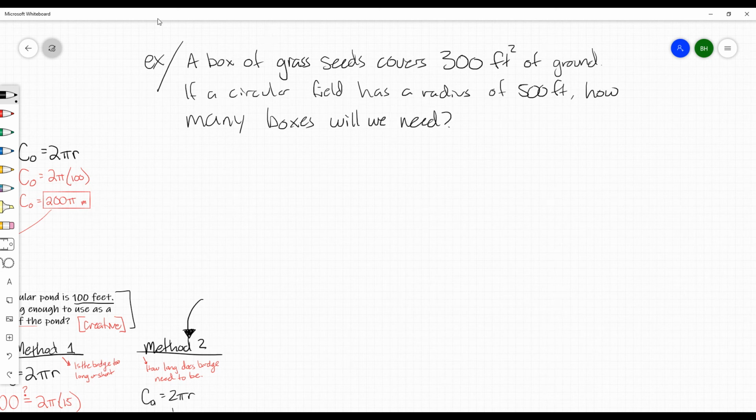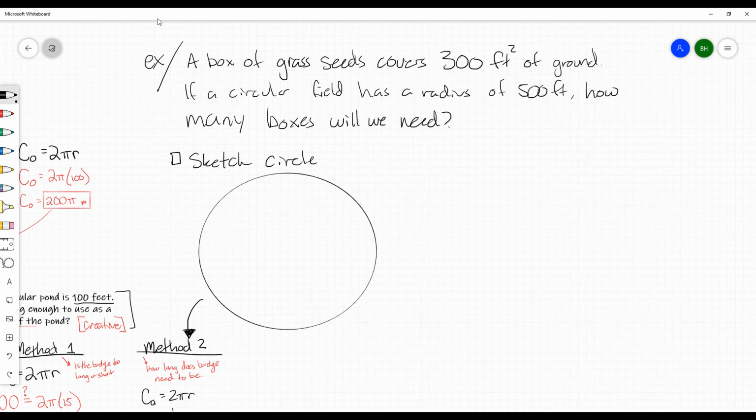So for a problem like this, we need to make sense of not only what it's being asked, but also visualize it. So the first thing we're going to do is what we've always done, sketch the circle. In this case, we have an ugly circle here. Let's see if we get a better one. Boom, we have a better circle here, and it has a radius.